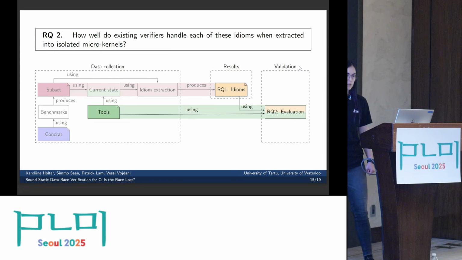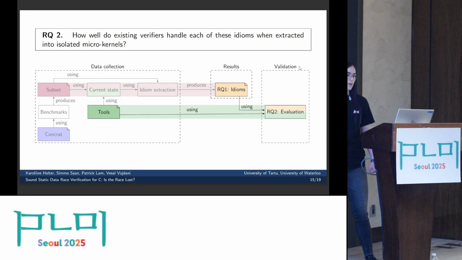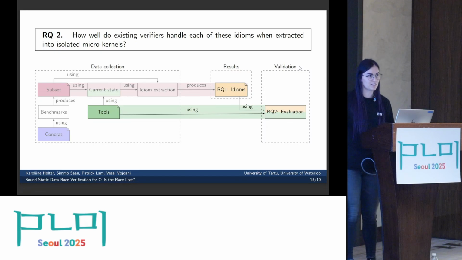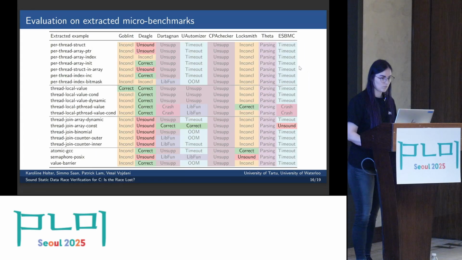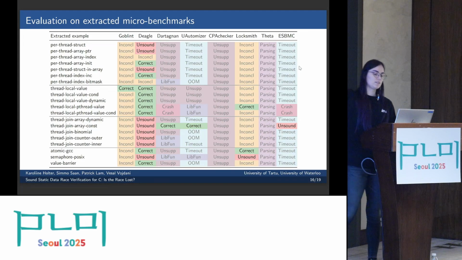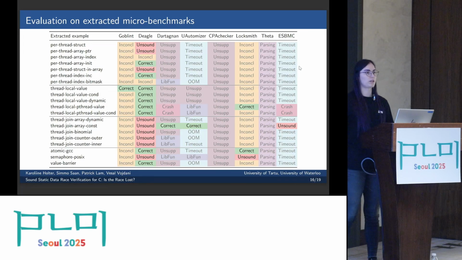We extracted those idioms, and then we asked our second research question: how well do existing verifiers handle each of those idioms when extracted into isolated microkernels? We did this because we wanted to validate that indeed these idioms that we extracted, the current methods cannot handle. So here are the results. This table is a bit different from the table we saw before, because for these micro examples, we know the ground truth.